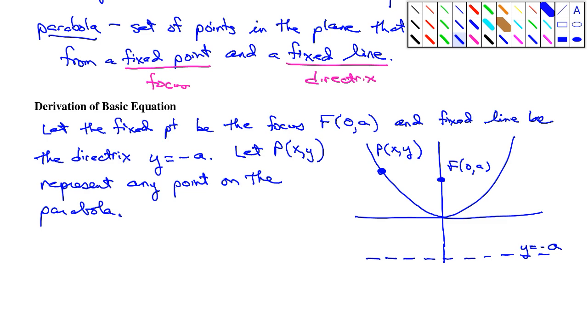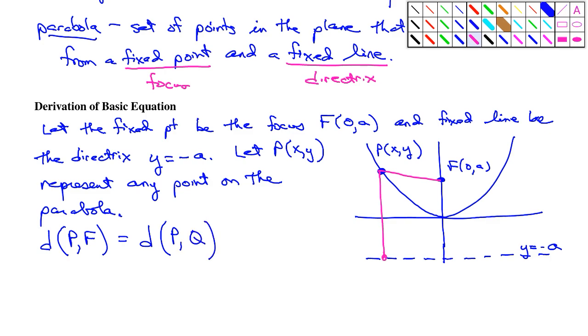And since it is any point on the parabola, we know that the distance from P to F is the same as the distance from P to D, the directrix. So let's write that down. The distance from P to F is equal to the distance from P to Q, and we'll call this point here on the directrix Q. That's from the definition of the parabola. Those two distances have to be the same. Again, the picture may not be quite right, but it does work.